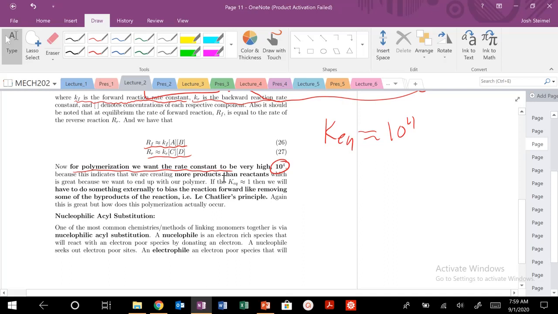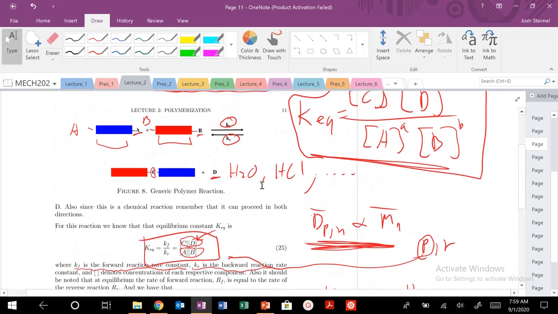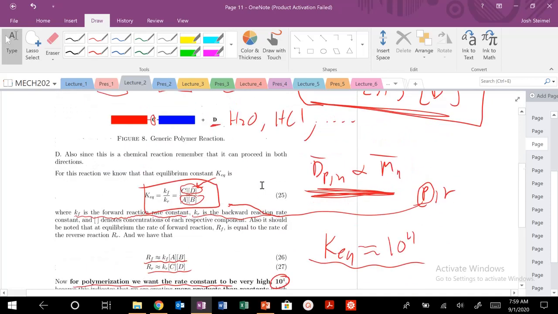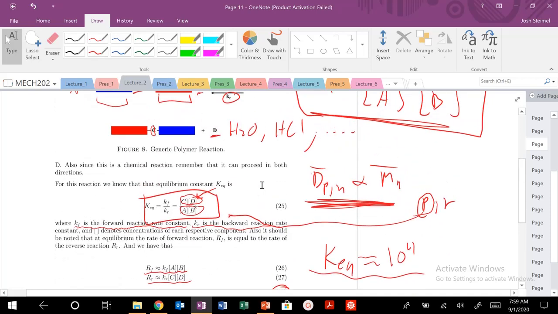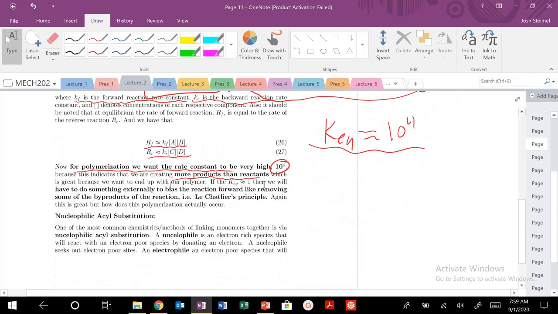Now, what happens? So we want that. This is the ideal situation. We want to create more products than reactants. But let's say that we're stuck with our chemistry. Sometimes you're stuck with your reactants A, B, and your products C and D, and there's nothing you could do. You have to react monomer A and monomer B.